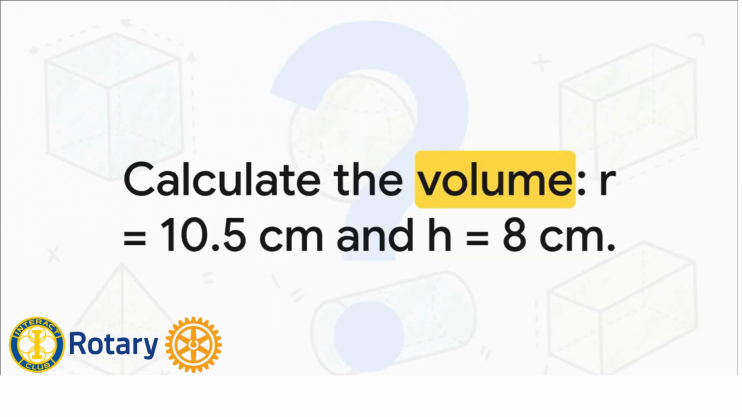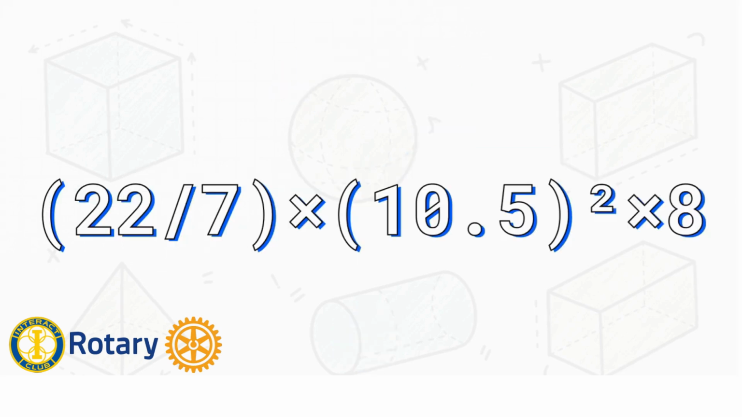Okay, enough theory, let's make this real and put the formula to the test. We've got a cylinder here with a radius of 10.5 centimeters and a height of 8 centimeters. Come on, let's find its volume together. So first step, we just take our values and plug them straight into the formula we were just talking about. We'll use 22 over 7 for pi, so we get 22 over 7 times 10.5 squared times 8.